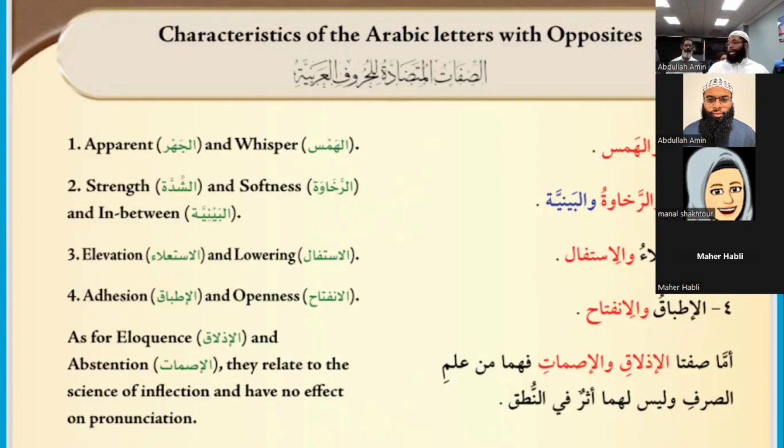All right. The second consideration has 3, right? Strength, softness, and in between. And this relates to whether the sound is blocked at the articulation point. Ab, ab, ab. The sound is blocked. Or the sound is partially blocked. Ar, al, partially blocked. Al, ar, an. The sound is partially blocked. Right? It's not blocked fully, but partially blocked.